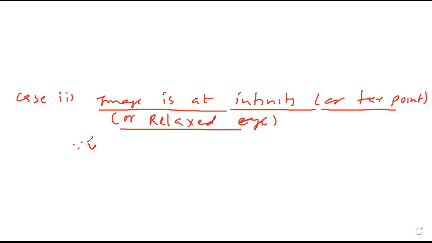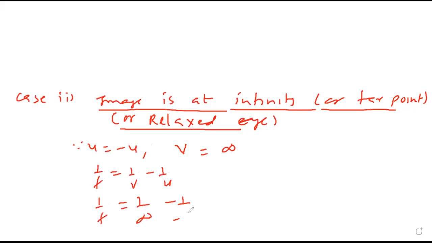So now object is anywhere on left, image is at infinity. So 1 upon f is 1 upon v minus 1 upon u for lens. That is 1 upon infinity minus of 1 upon u. So 1 upon f, 1 upon infinity is 0 plus 1 upon u.